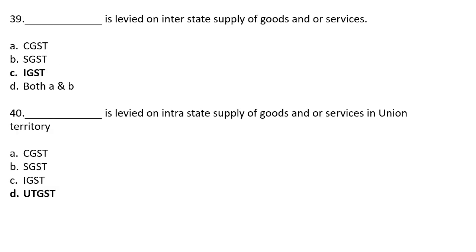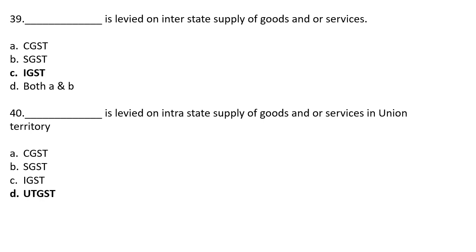Dash is levied on interstate supply of goods or services. Option A CGST, option B SGST, option C IGST, option D both A and B. So the correct answer is option C, IGST, Integrated Goods and Services Tax.